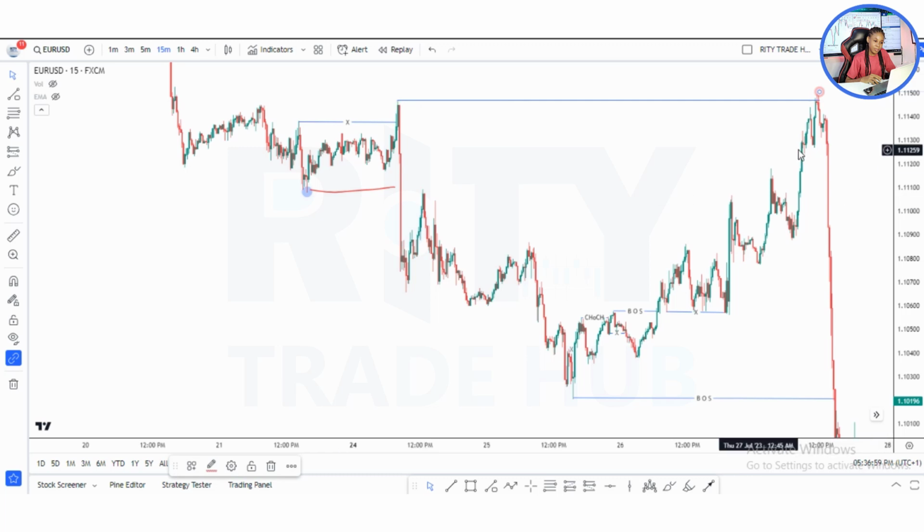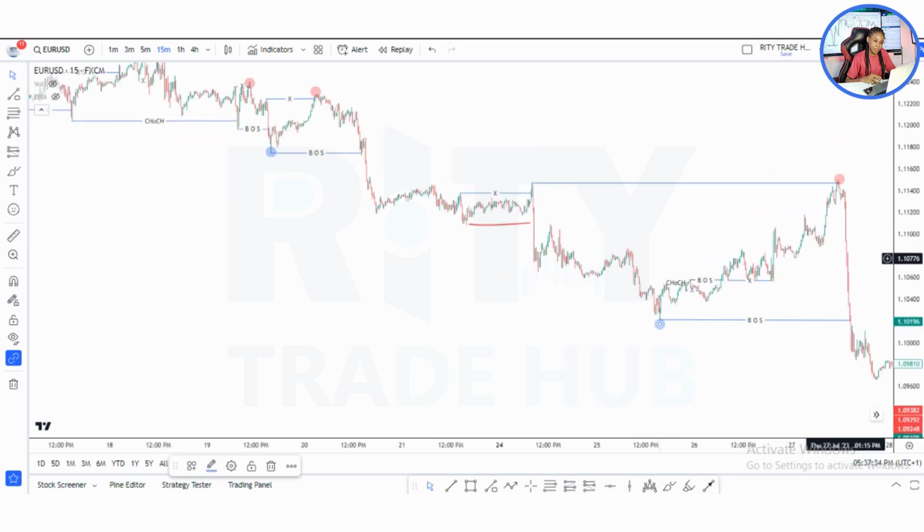So it's as if this current high has collected the position of this other high. Right here as well, our low is transferred from here to here. So this is another concept you need to understand in marking your structure. What this implies right now is that these are all internal structures, because this high has swept all the liquidities around the zone.